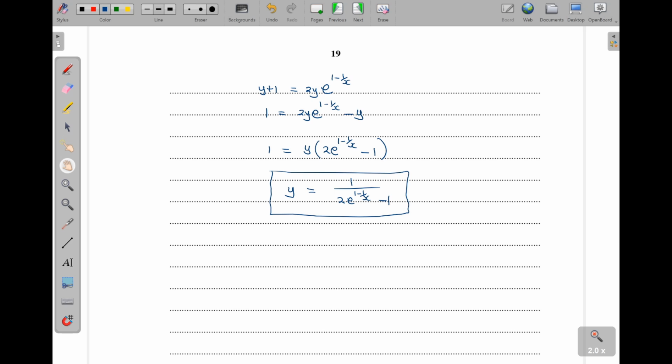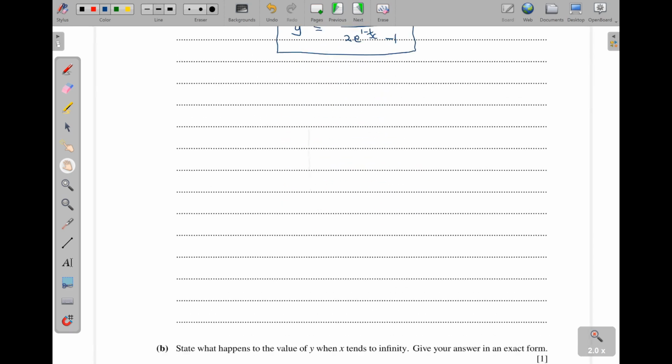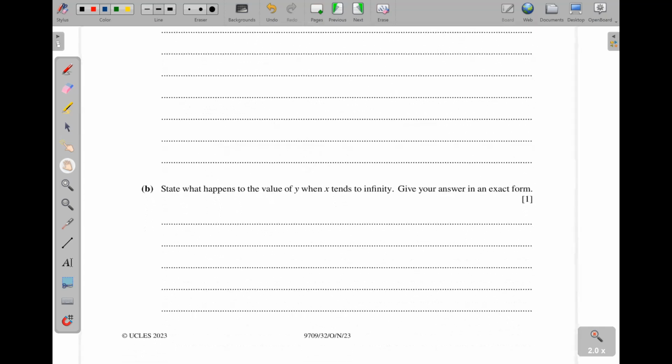Now, there are many ways you can express this one here, okay? They never told us to put it in whichever format, but just y in terms of x. That is what we have. And then they're saying that state what happens to the value of y when x tends to infinity. Give your answer in the exact form.